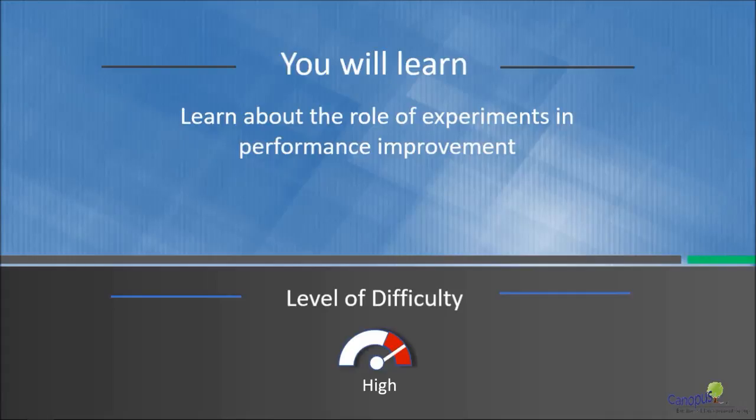In this lesson, we are going to learn about experiments, and in particular in this lecture we are going to learn about the role of experiments in improving the performance of the output parameters that you're trying to improve.